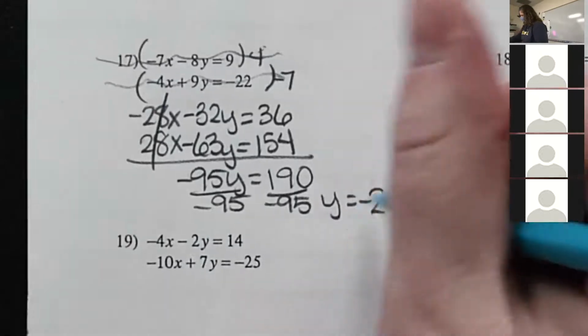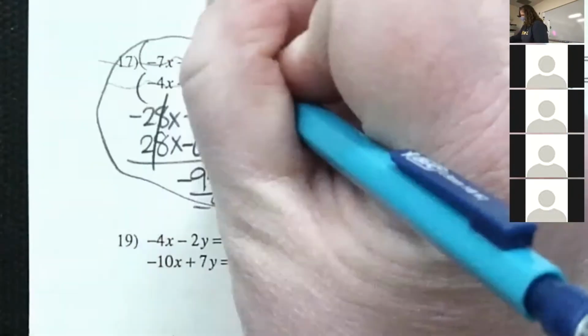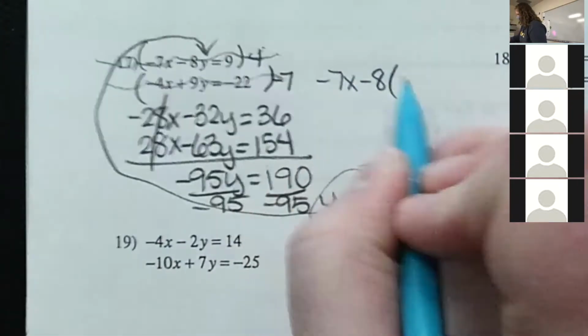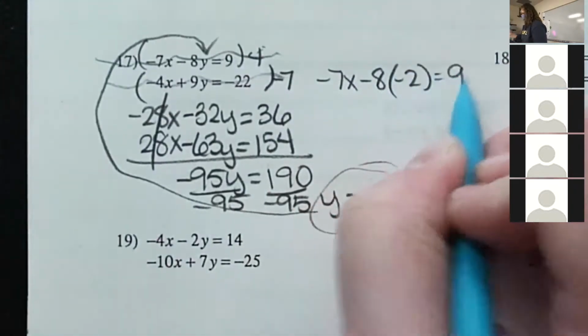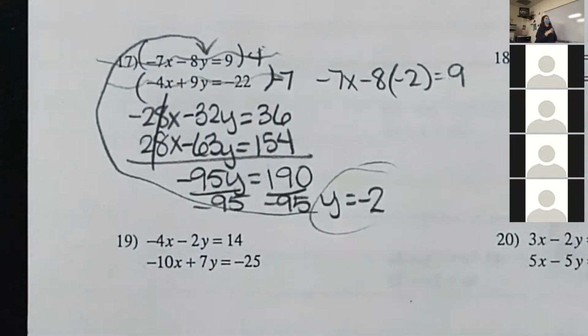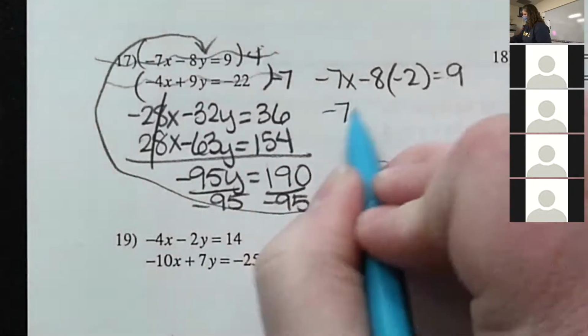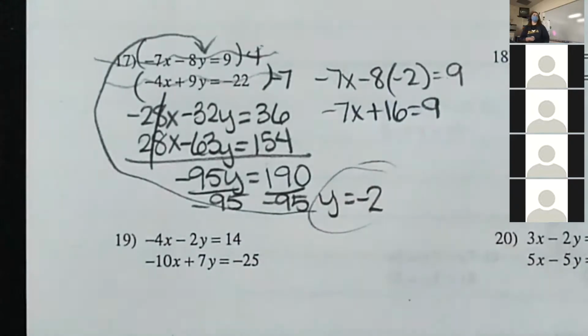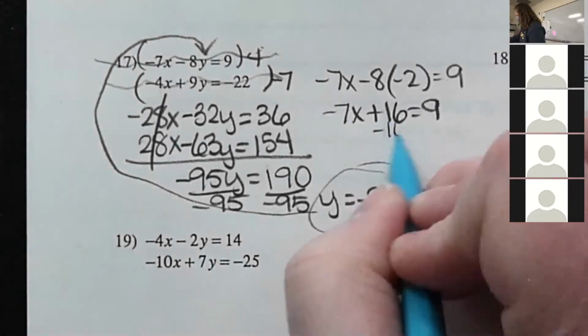Doesn't matter. I'll put it in the top. So I have -7x minus 8 times a -2 equals 9. Because all I did was replace that y with that value that we know that we got. So -7x plus 16 equals 9. Because I took that -8 times the -2. So now I got to move that over, got to subtract that 16.